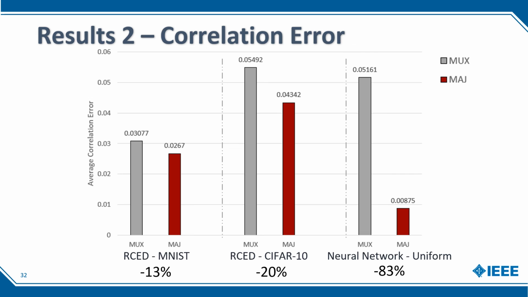In particular, the decrease in error is most substantial for the neural network circuit, which shows an 83% drop in correlation error. These results for this case study show how our matrix-based correlation analysis technique allows designers to evaluate different circuit designs to maximize correlation performance.